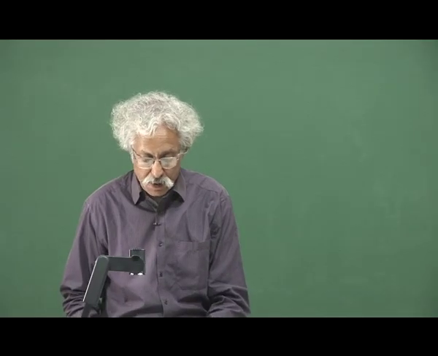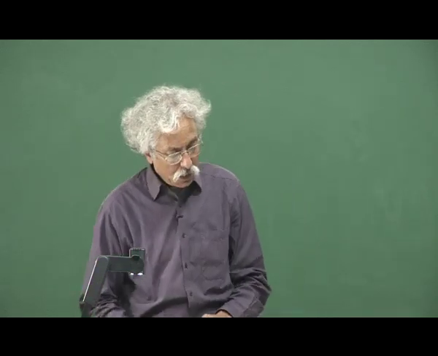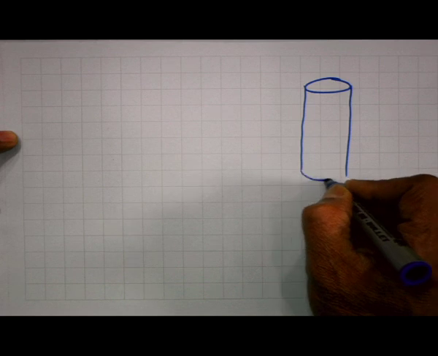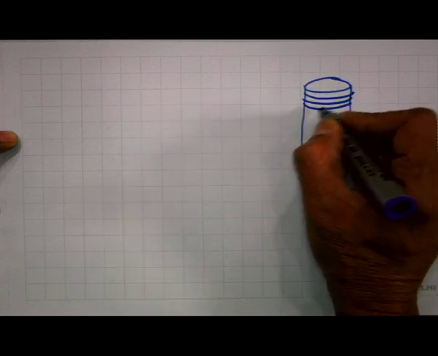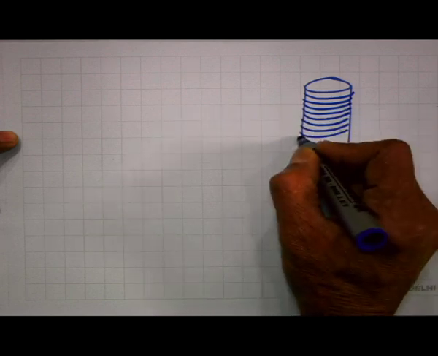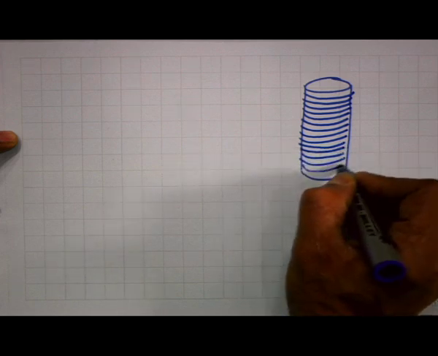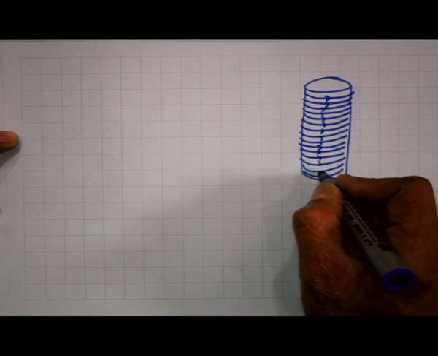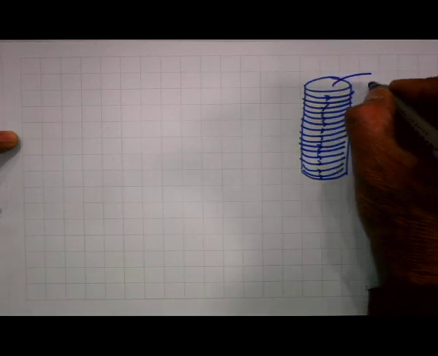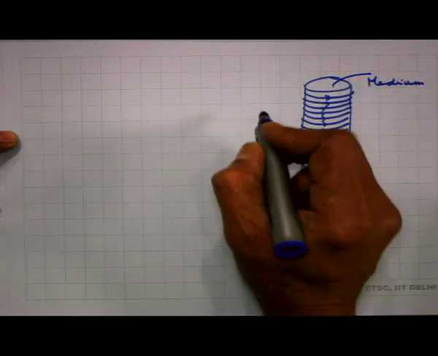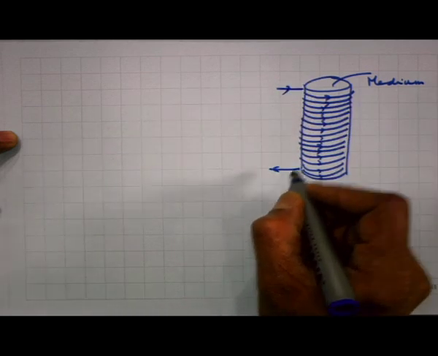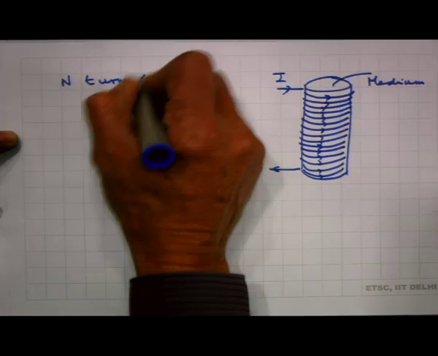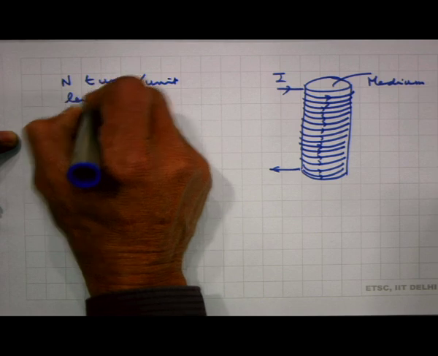Now, I can extend this argument to look at the following problem. I have a sample and I have wound wires on it. So, this is now a solenoid containing a medium inside. So, this is the medium. I have a current flowing in like this and flowing out like this. So, a solenoid with N turns per unit length, carrying current I.